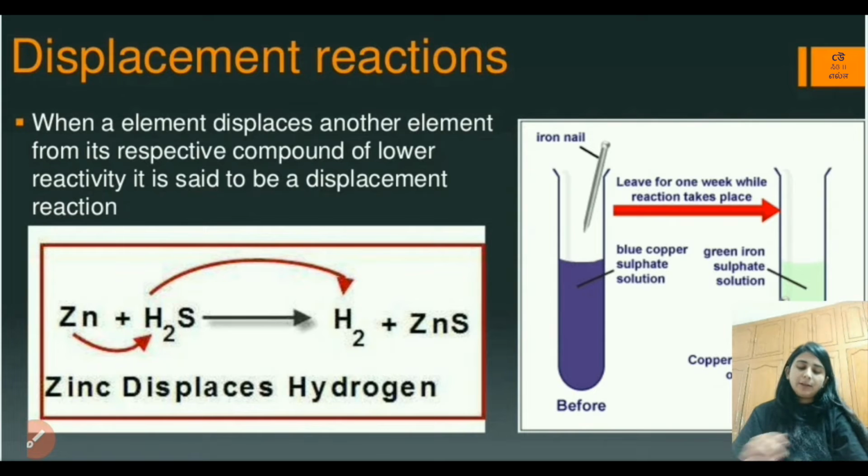So displacement reaction is defined by saying that when an element displaces another element from its respective compound of lower reactivity, it is said to be displaced.